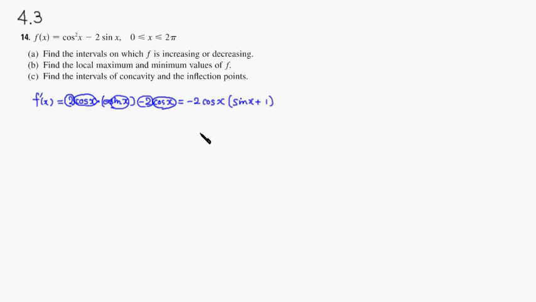Then we can set this equal to 0 to find the critical numbers. So there are two possibilities. We can let cosine equal 0, or let's say sine of x is negative 1.